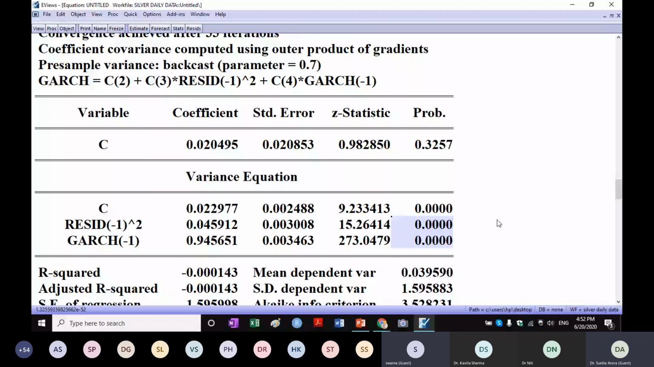On the basis of probability value, these two variables are highly significant. How to interpret these variables? Residual minus 1 squared is the ARCH effect. ARCH effect means there are high spikes in the return series. High spike means the previous squared residual term impacts the volatility more. Clear?